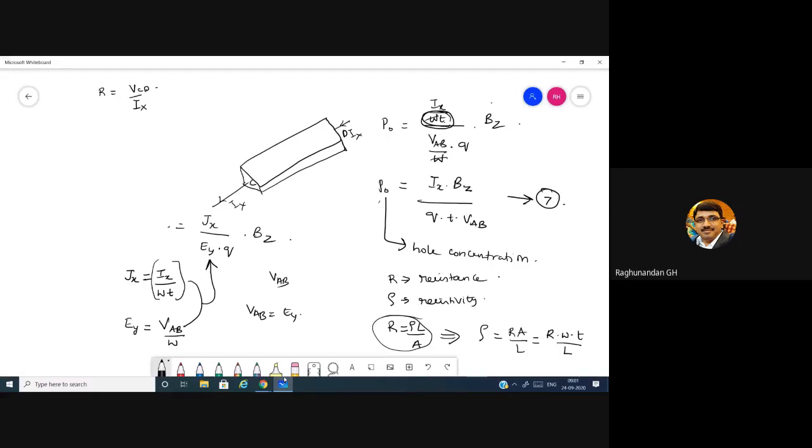Now coming back to the rho. Rho is equal to, in the place of R, I can substitute VCD by Ix into W into T by L.